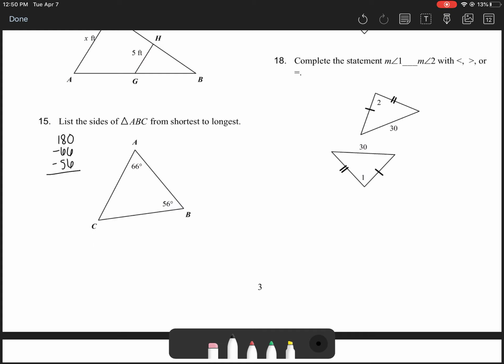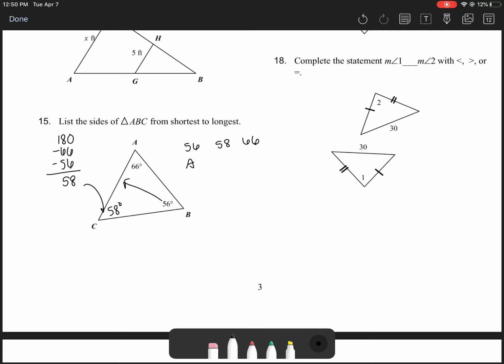This is going to give me the remainder of an angle. So 180 minus 66 minus 56 gives me 58. So angle C is 58 degrees. Now I know which angles are the smallest, and if I use my theorem, it tells me that the sides opposite them will be in the same order. So if I order this, I would order smallest to largest as 56, 58, and 66.